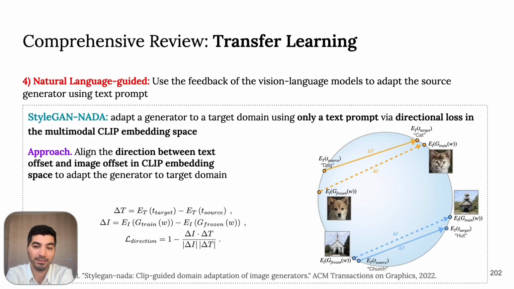And based on that, they calculate an offset for text. They call it delta T. They calculate an offset based on image. They call it delta I. And then they define this directional loss to align these two offsets. And based on that, they are able to fine-tune the generator.